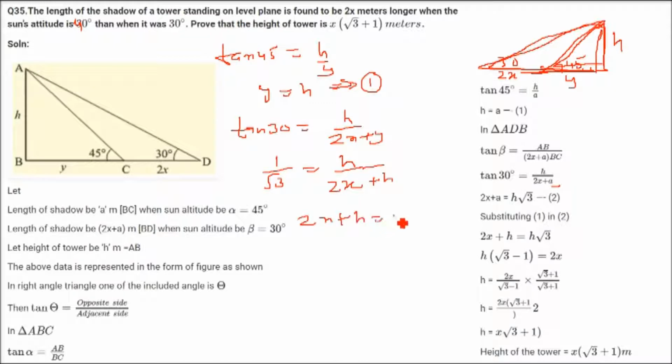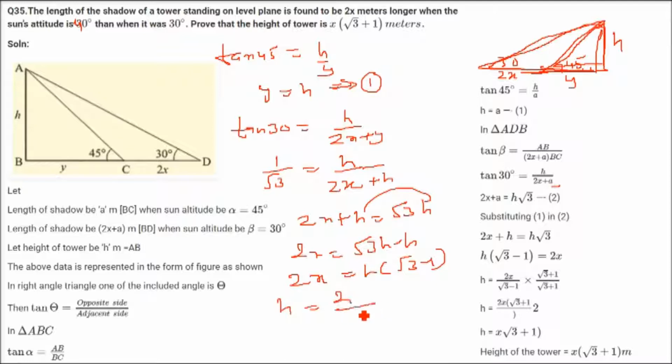2x plus h is root 3 h. I'm bringing this here. 2x will be equal to root 3 h minus h. I'm taking h outside. This will be root 3 minus 1. This is 2x, right? So h will be what? Height will be equal to 2x by root 3 minus 1.